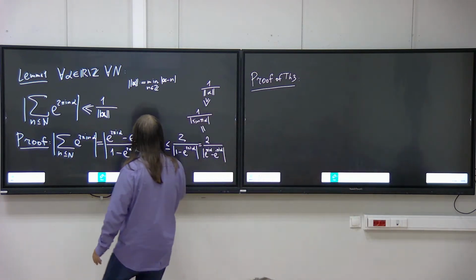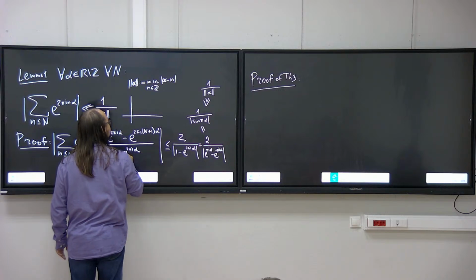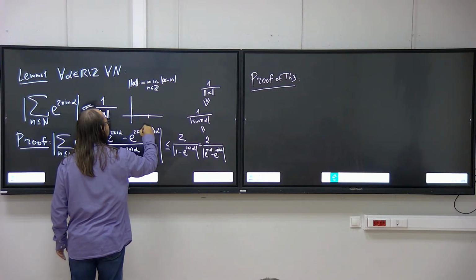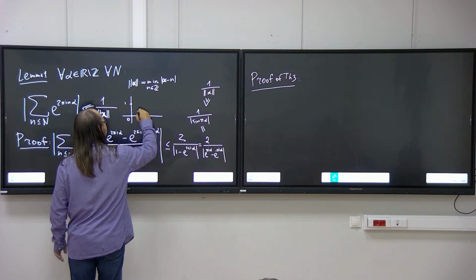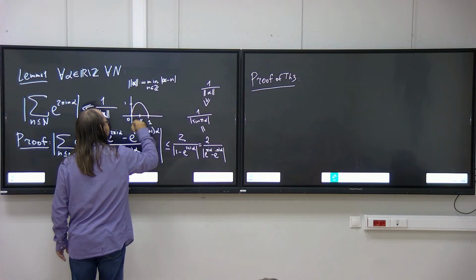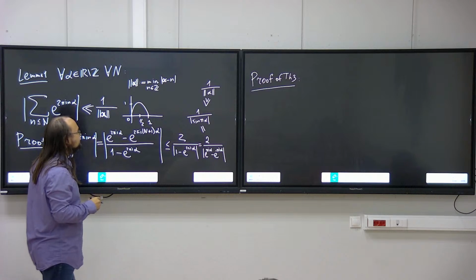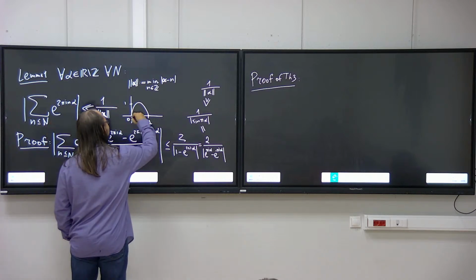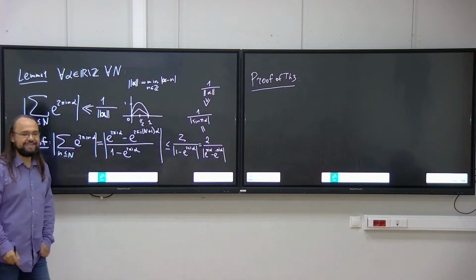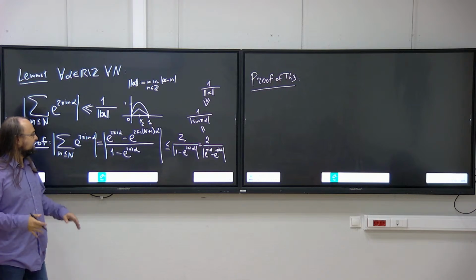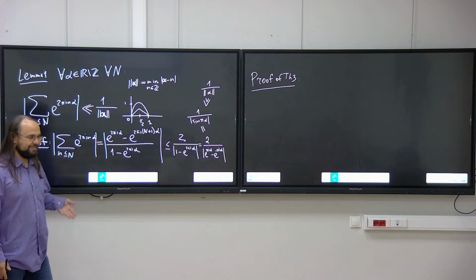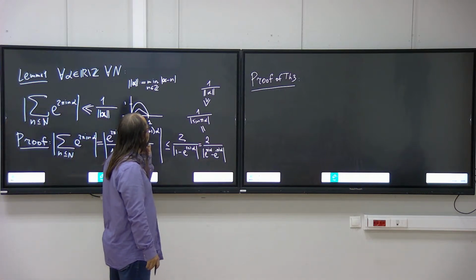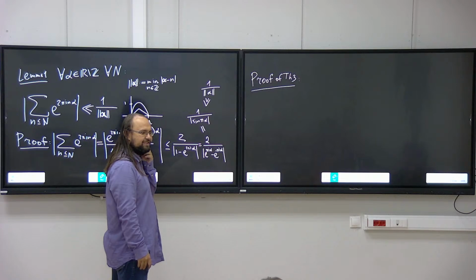Okay, let me draw a picture here. So, sine pi alpha goes like this. 1/2, 1, and it goes like this. And the distance to the nearest integer goes like this. So you can clearly see from the pictures that the ratio of these two things is actually bounded. Well, also by something obvious, right? Like 2 or something, right?